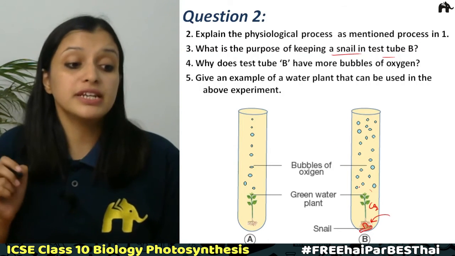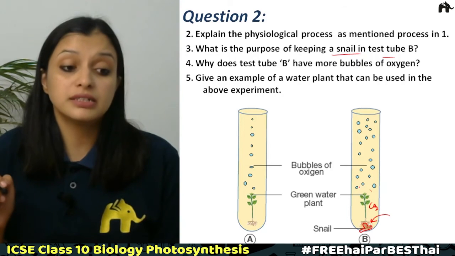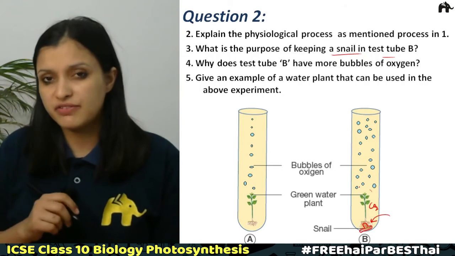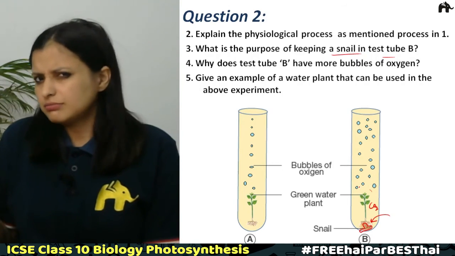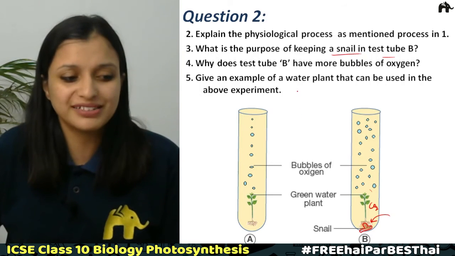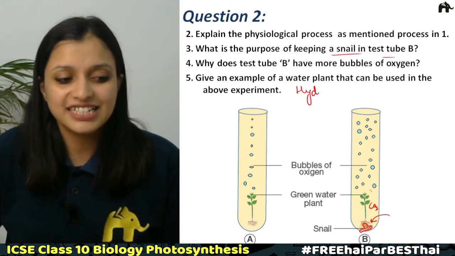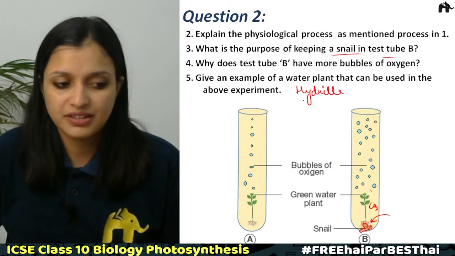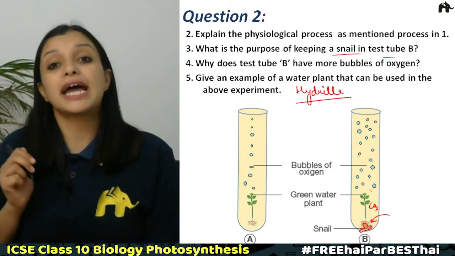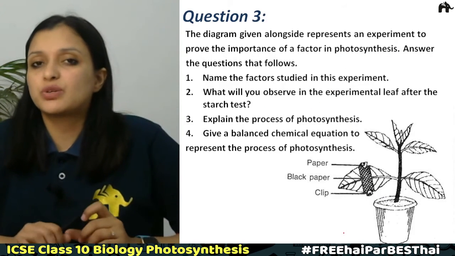Fifth, give an example of a water plant that can be named in the above experiment. So which water plant? Very simple one. We have already studied. That is Hydrilla. Right? Hydrilla. So let us start with our question number 3.